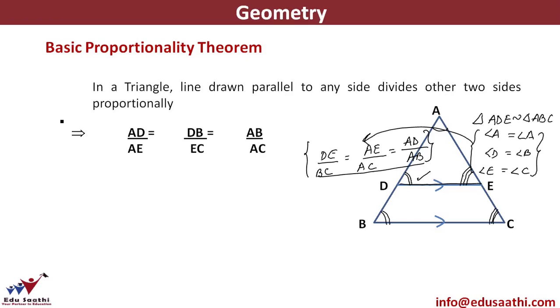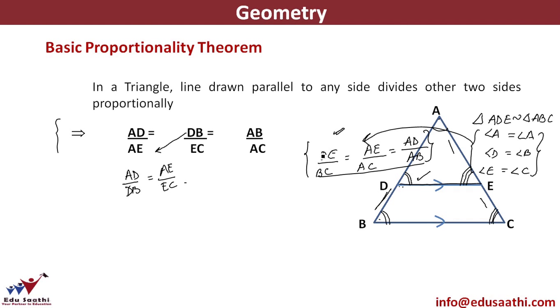Now, what does the basic proportionality theorem say? If a line is drawn parallel to any other side, it divides the other sides proportionally. So that means AD over DB is equal to, I'm just taking it here and bringing it there, AD over DB is equal to AE over EC. You can prove the same by using similar triangles that we have just done.